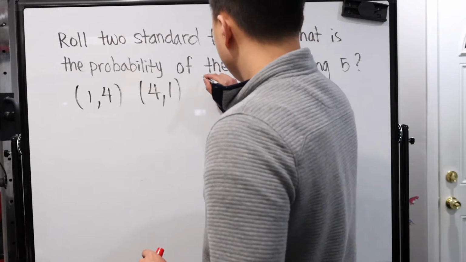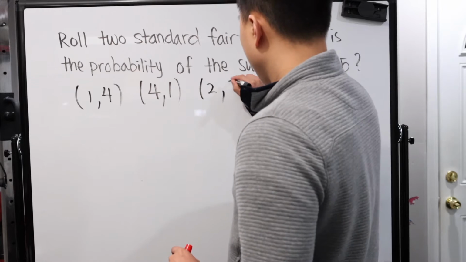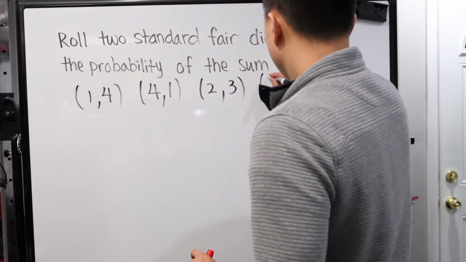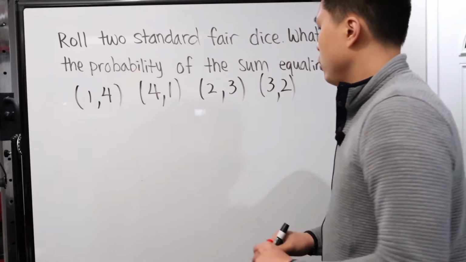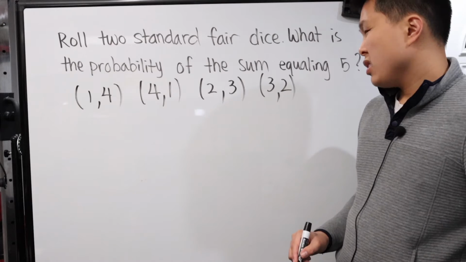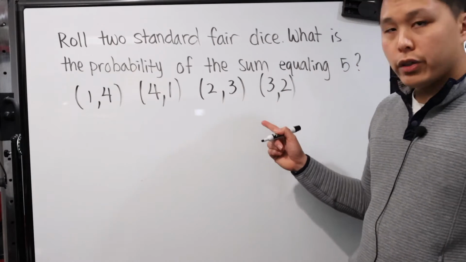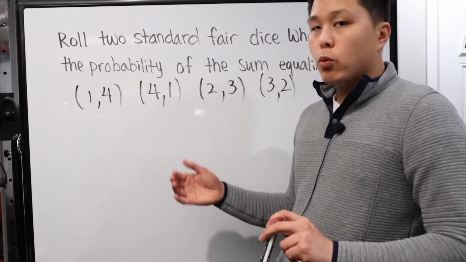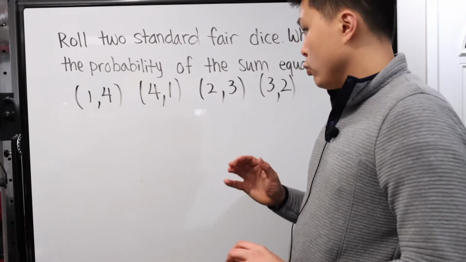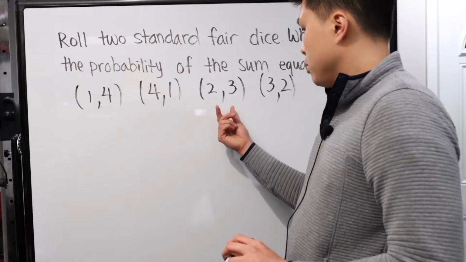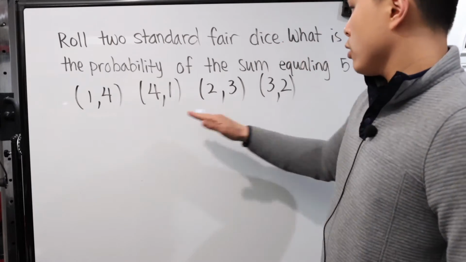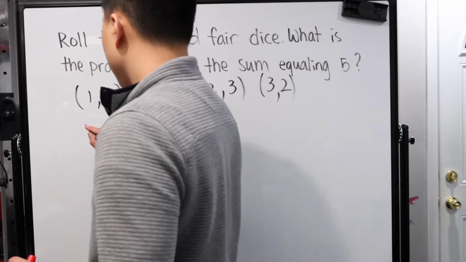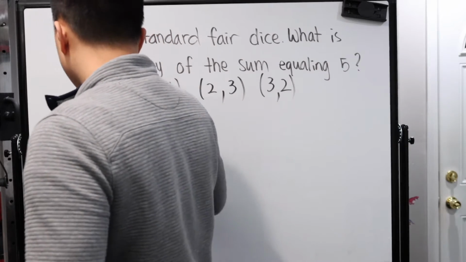We have the 2 and then 3, and then 3 and then 2. Anything else? I think that's it. That's the only possible way 2 standard fair dice, when you roll them, can add up to become 5. Cool. So there's 4. 4 is going to be on top of our fraction. This is our desired outcome.